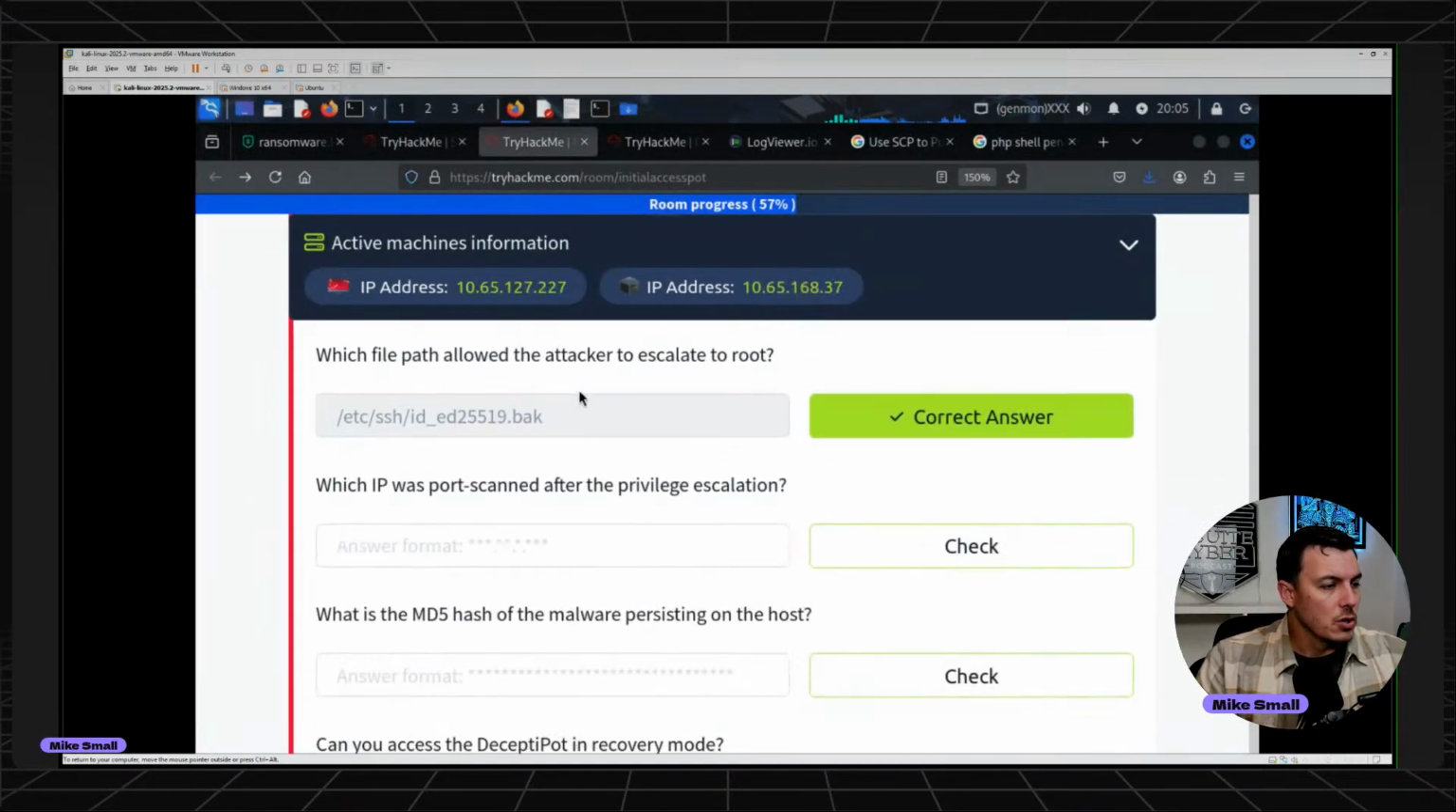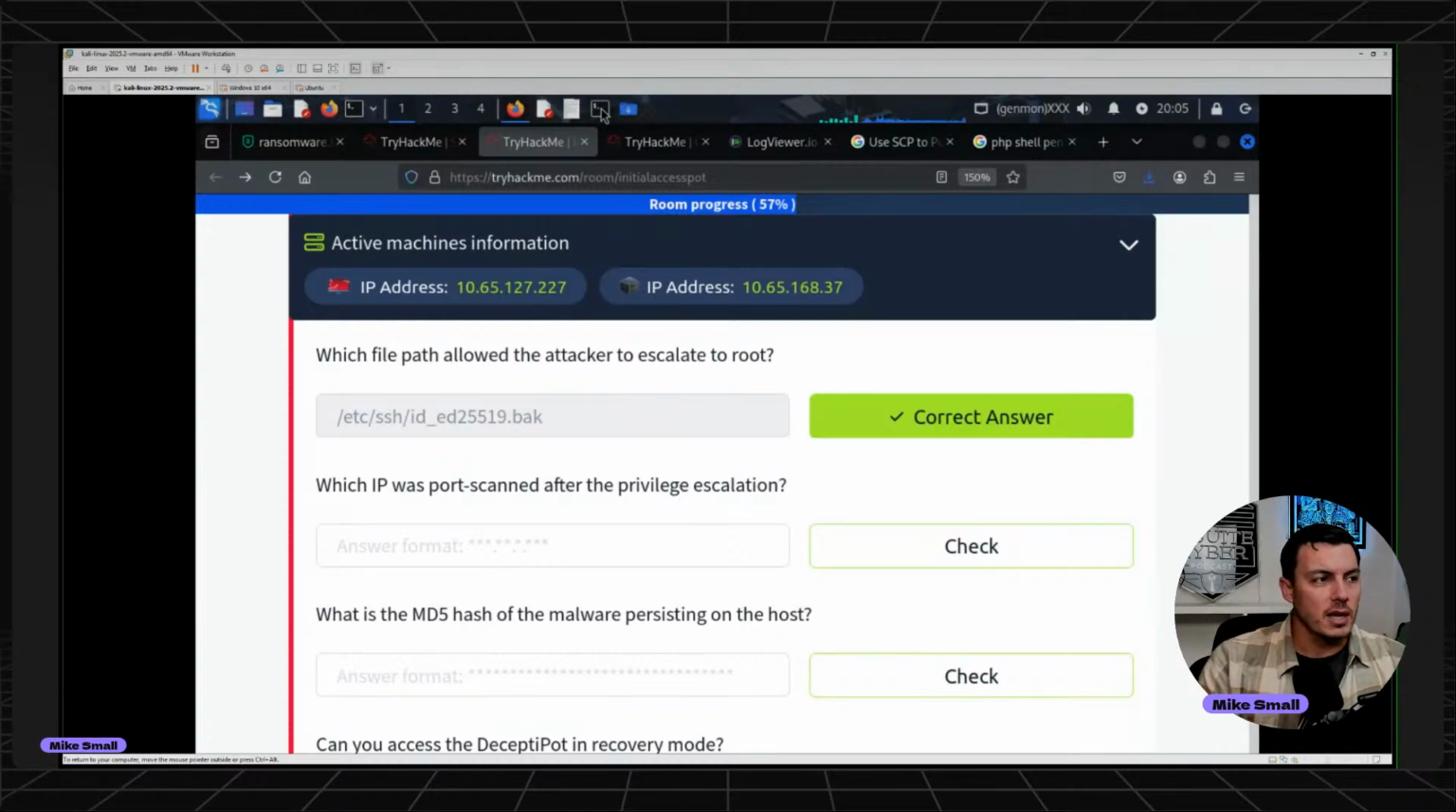Alrighty. So next one is, which IP was port scanned after the privilege escalation? Now we need to think about here is they did privilege escalation. They have logged in as root. Can we see their commands anywhere else? The answer is absolutely we can. Now we have access to bash history because that is actual user with a directory.